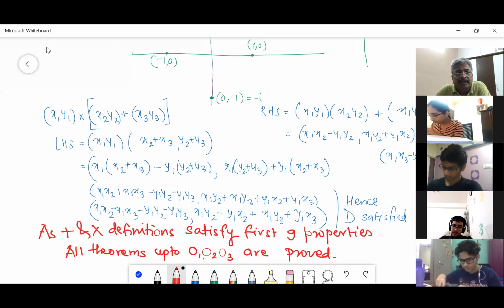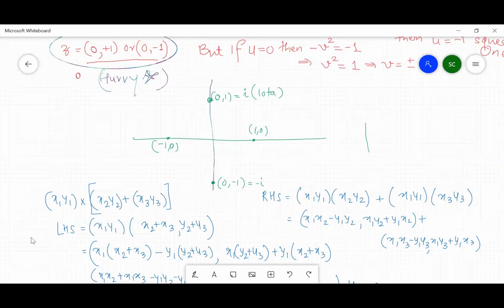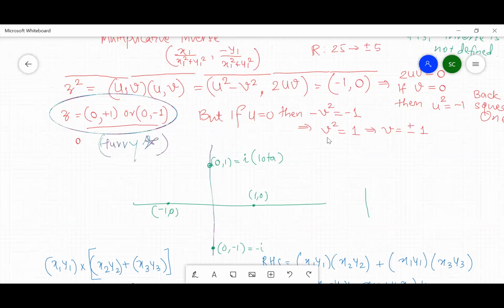Sir, in the above, we had two cases, that u square is equal to -1. That case is left unsolved, right? So u square is equal to -1 is unsolved. Where is it? Is this what you are talking about?